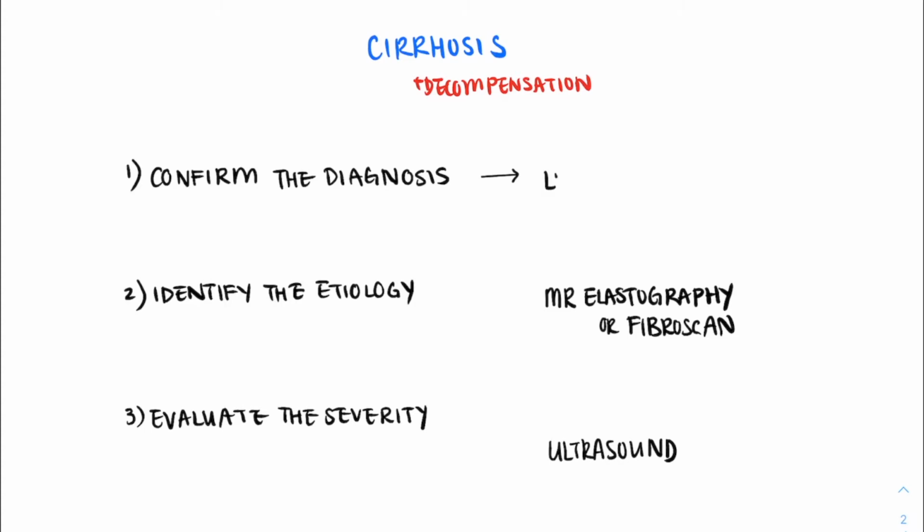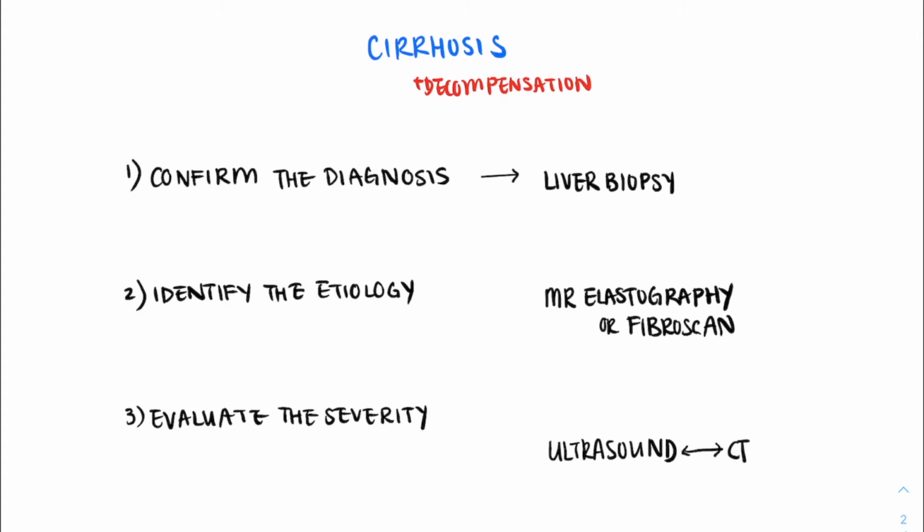Finally, as we alluded to before, the gold standard test to confirm the diagnosis of cirrhosis is actually a liver biopsy. This can not only confirm the diagnosis, but also help identify the etiology. However, because it is an invasive test, it's not usually used first line.